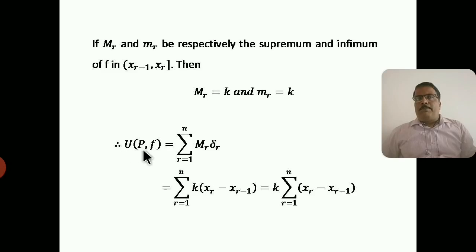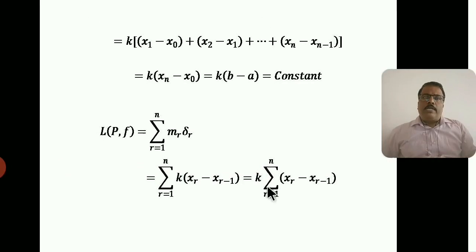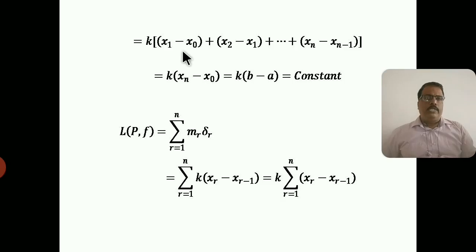So now therefore the upper sum U(P, f), by using the definition, is the summation from r = 1 to n of capital M_r delta_r. Capital M_r is nothing but k, and delta_r is the length of the interval, that is x_r minus x_(r-1). So this equals k times the summation from r = 1 to n of (x_r minus x_(r-1)). Now expand: k times the bracket (x1 minus x0) plus (x2 minus x1) and so on up to (xn minus x_(n-1)).